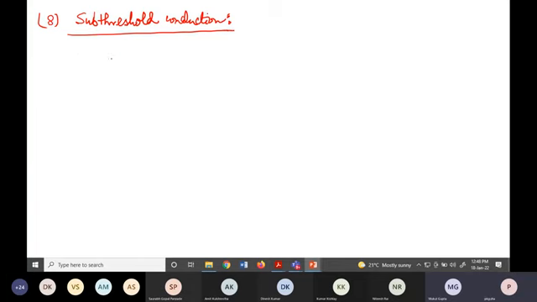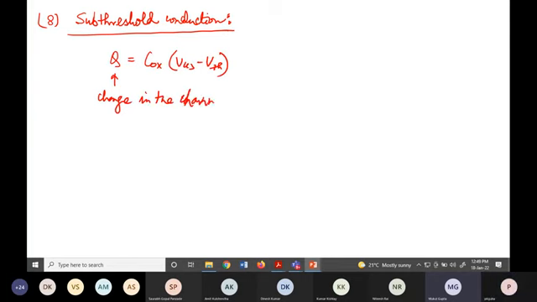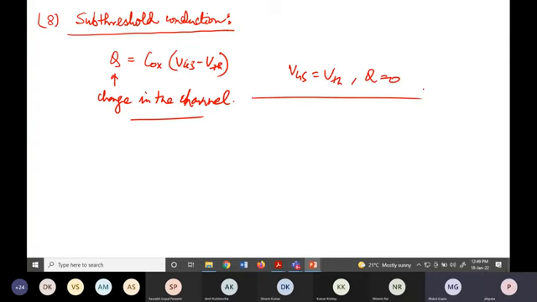We know that Q in the channel is basically Cox (VGS minus VTH). That is the charge in the channel. What does it mean that when VGS equals VTH, this Q equals 0, so there is no charge in the channel.